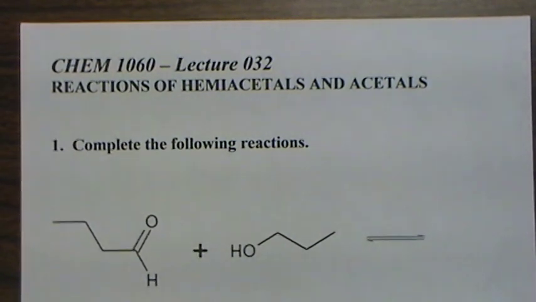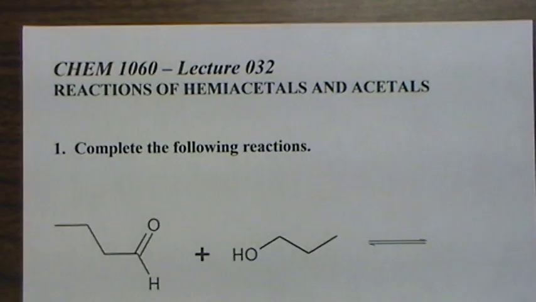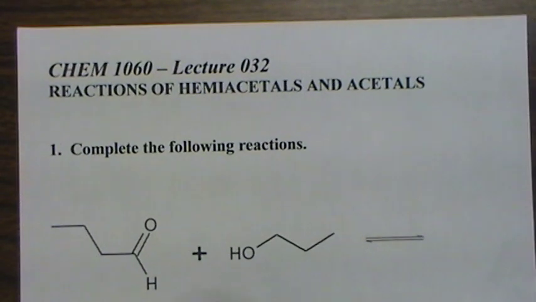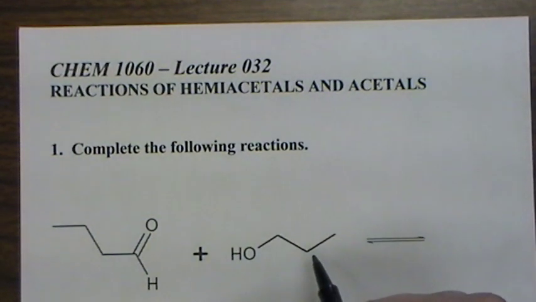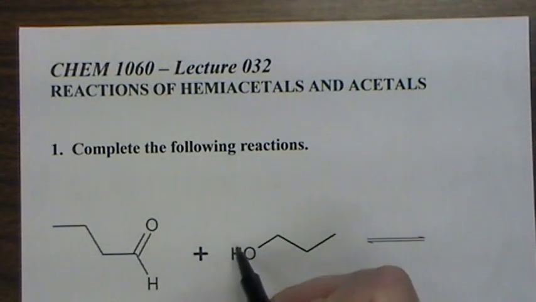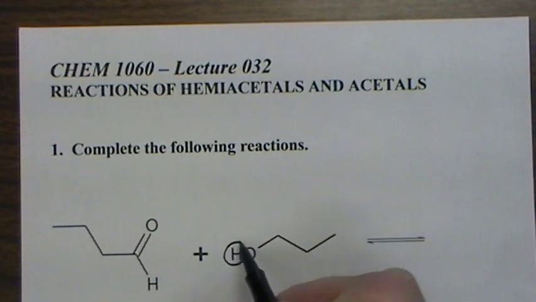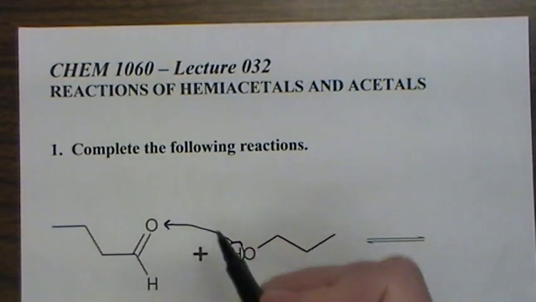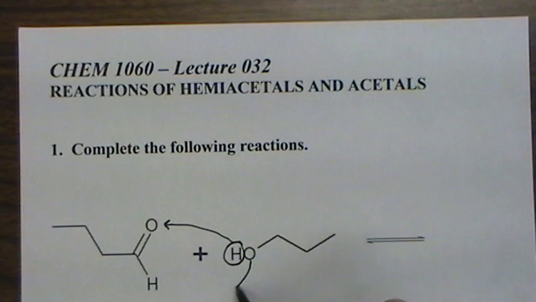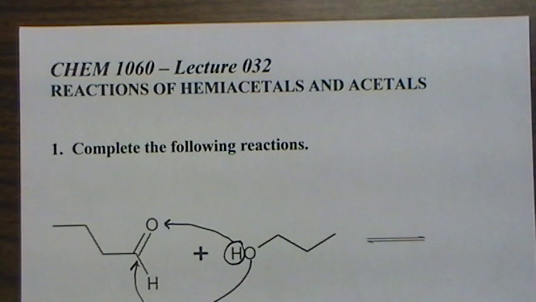Okay, reactions of hemiacetals and acetals. Now, we'll talk about what those are as we make them, because that's what we're doing. We have an aldehyde plus an alcohol. What happens here, we can picture it as the H of the alcohol goes here, opening up that double bond, and then the rest of this hooks onto the other side, onto the carbon. So it's like an addition reaction for a very large molecule.